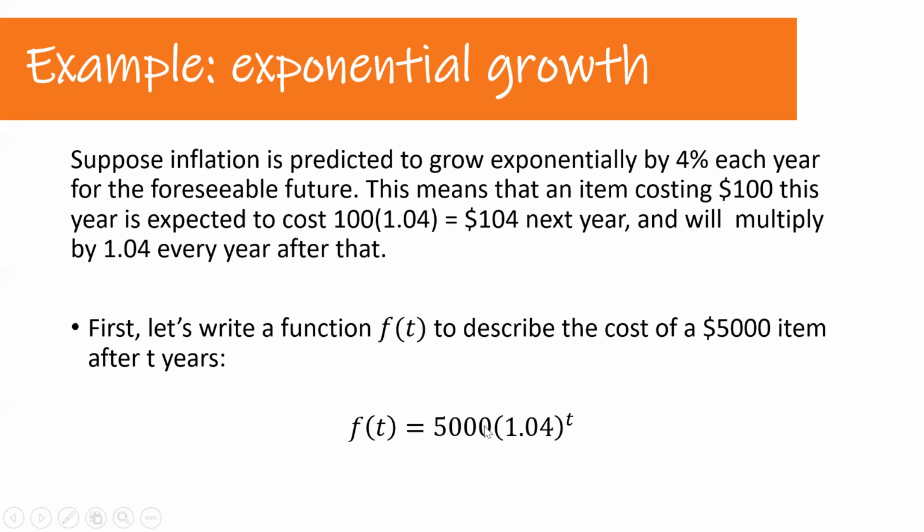5,000 goes out front because we're talking about the number 5,000, just like we talked about 100 up here. And then 1.04 is our growth factor, and it's going to go to the t. So after 1 year, it'll be 5,000 times 1.04. After 5 years, it'll be 5,000 times 1.04 to the 5th, and so on. Remember your order of operations here. Remember to apply the exponents first and then multiply.